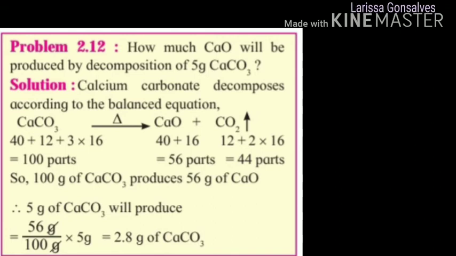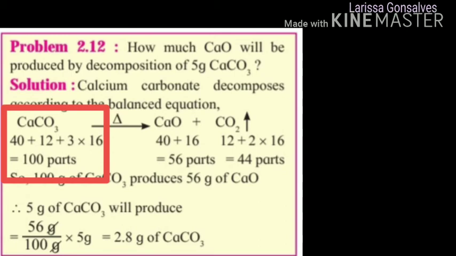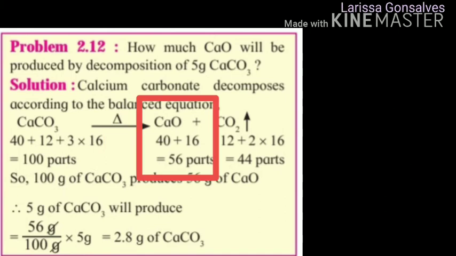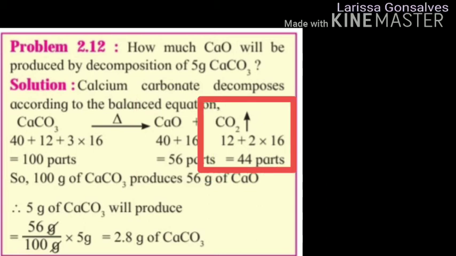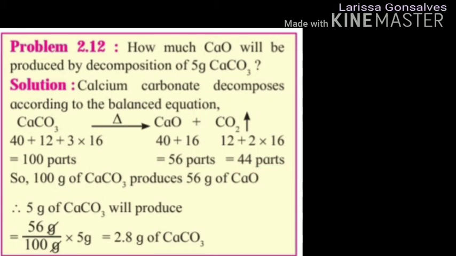First is CaCO3. Calcium is 40, carbon is 12 and 3 times oxygen, that is 3 into 16, and the answer is 100. Next is calcium oxide. Calcium is 40 plus oxygen is 16, giving us the answer 56. Next is carbon dioxide. Carbon is 12 plus 2 times the atomic mass of oxygen, that is 16, which gives us the answer 44. So we can say that 100 grams of calcium carbonate produces 56 grams of calcium oxide.